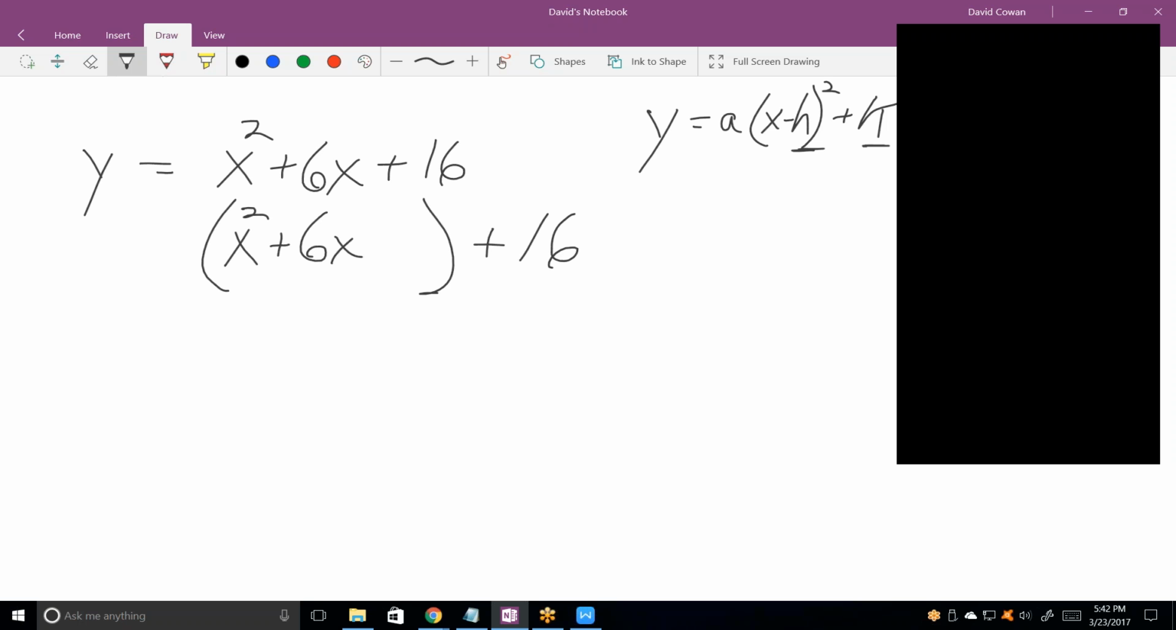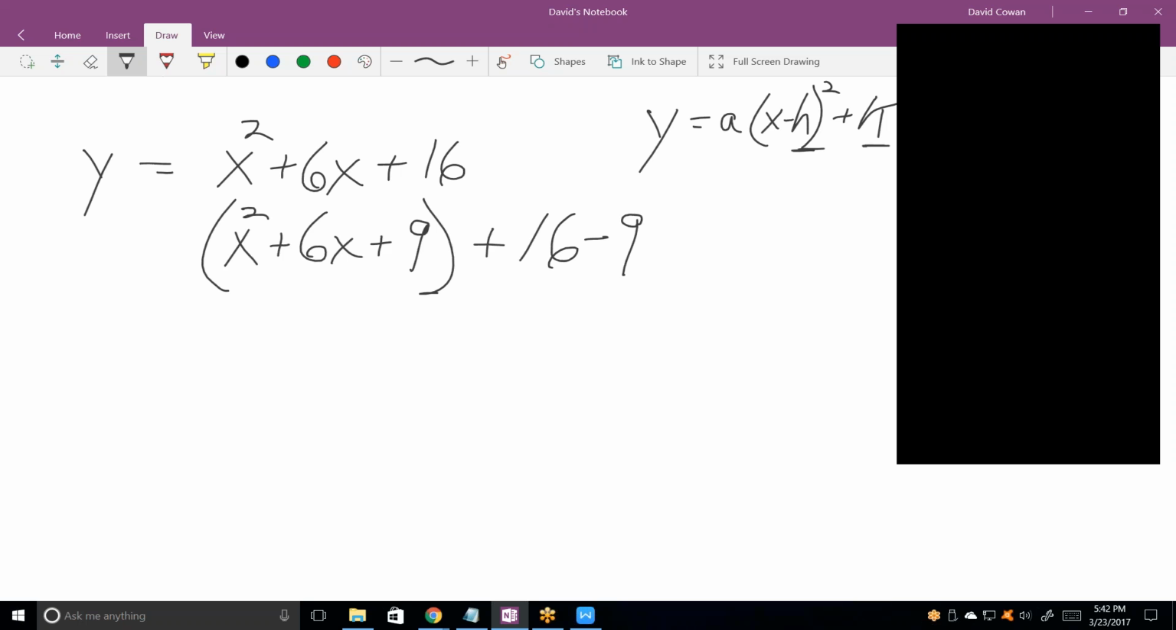Now complete the square inside the parentheses. Okay, so it'd be x plus 6 over 2. Which is 3. And now square it. What's 3 squared? 9. So to complete the square, I got to put a 9 in there. Okay. Well, now I got to put a minus 9 over here.